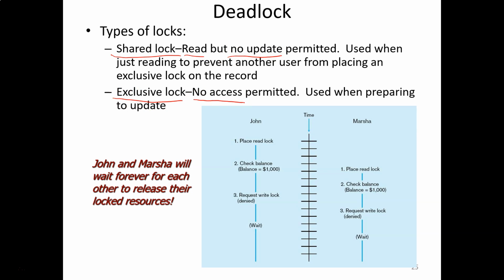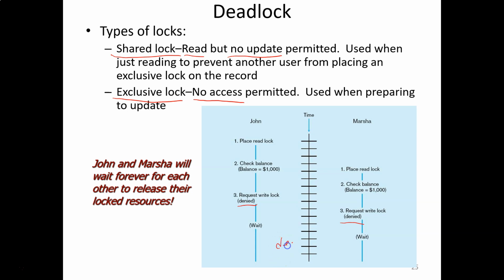So if we are using the shared lock, John reads the database, and John is going to put a shared lock on the data so that Marsha can read the data but cannot update the data. John checks the balance. At the same time, Marsha decides to read the balance. When Marsha reads the balance, she also puts a shared lock on the database. So John will not be able to update the database, but only be able to read it. Then John will request the write, and it will be denied. And Marsha will also try to request the write to the database, and it will also be denied. So these two will have to wait until one of them gets off the database. So that's an example of deadlock.